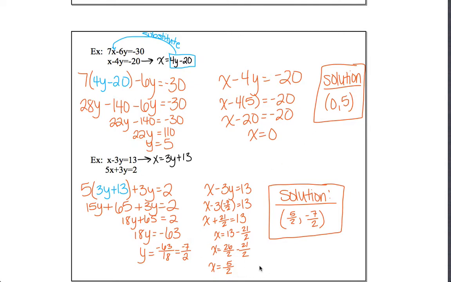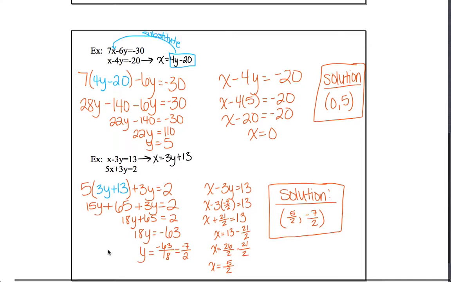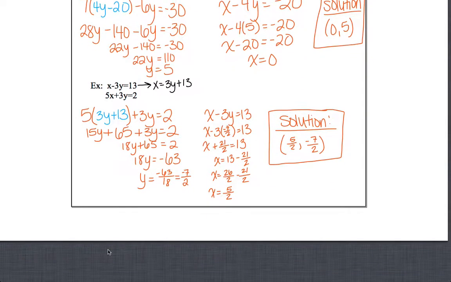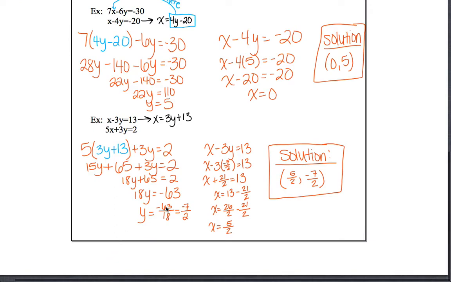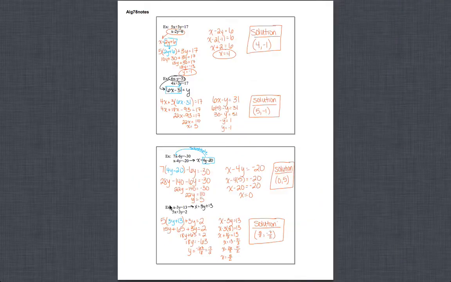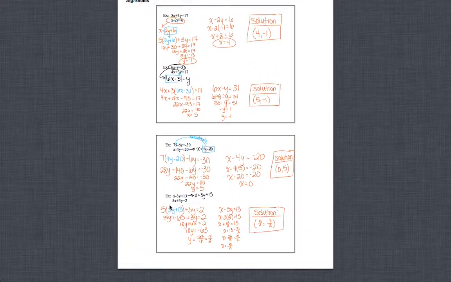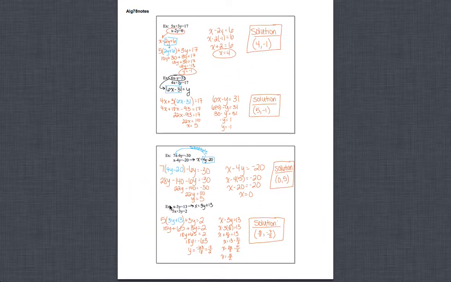Okay, similar strategy for the second example here. So again, I suggest trying it on your own first, and then you can come back and look at the solution here. All right, and it looks like that's it.